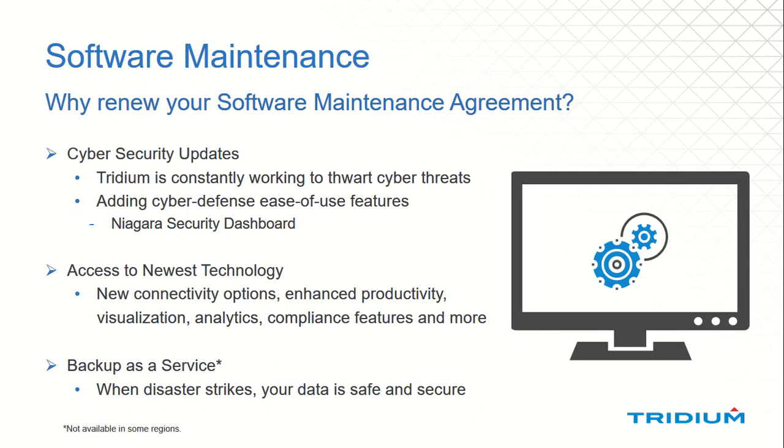So why software maintenance, and why is it important to keep that current? First and foremost is security updates. Tridium is constantly working to keep the Niagara framework as secure as possible and adding cyber defense ease-of-use features like the Niagara Security Dashboard. In addition, access to our newest technology. As Tridium releases new software, for instance, the upcoming release of 4.8, you can take advantage of all of those improvements, the connectivity options, and the enhanced productivity.